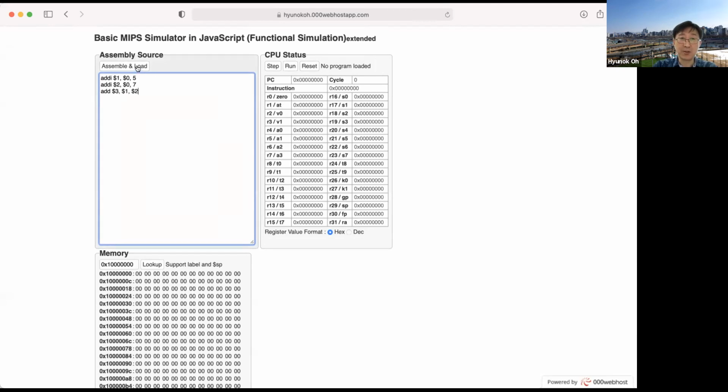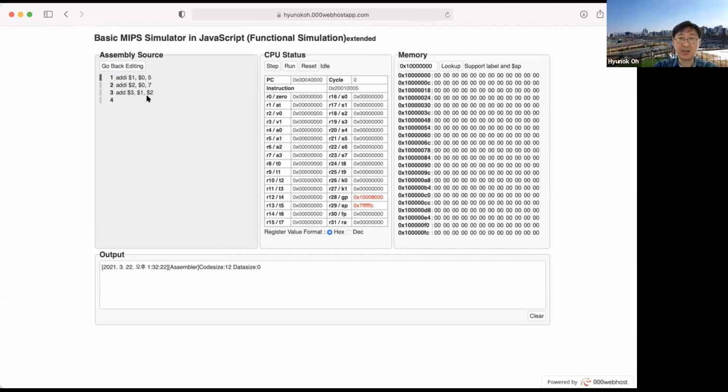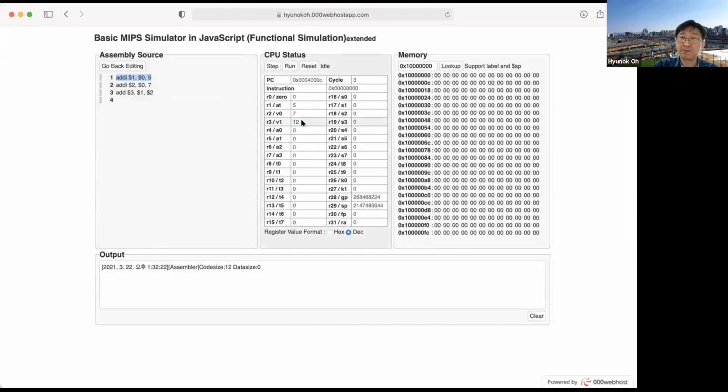After you write the code and click the assemble and load button, then you can see that it's changed, right? The CPU status is representing the register values. So here $1 is actually R1, okay? And R2, R3, these values are 0. Everything is 0. It's a hexadecimal representation, but you can change to decimal representation. So let's do the step. The first instruction is executed on the first step. Then the first register value will be 5, right? So $1's value changed to 5. And then the next step, the second one is 7. On the last step, 5 plus 7 is 12. In hexadecimal it is C, whereas in decimal it is 12. Okay.